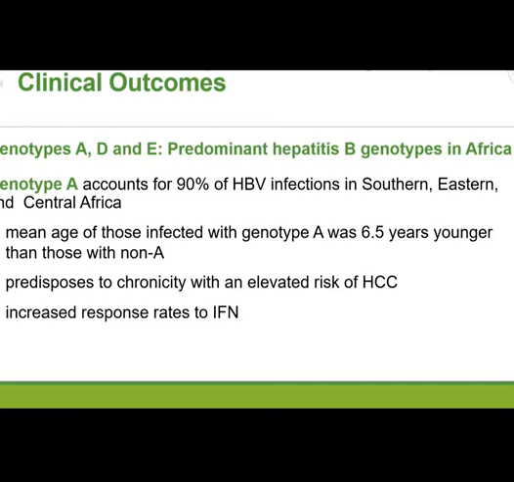Genotypes A, D, and E predominate in Africa. Genotype A accounts for 90% of cases in southern, eastern, and central Africa. You should keep in mind that sub-Saharan Africa comprises nearly 46 countries and has the highest prevalence of disease in the world. The mean age of those infected with genotype A is 6.5 years younger than those with non-A, with more risk of hepatocellular carcinoma, and these patients have a better response to interferon.